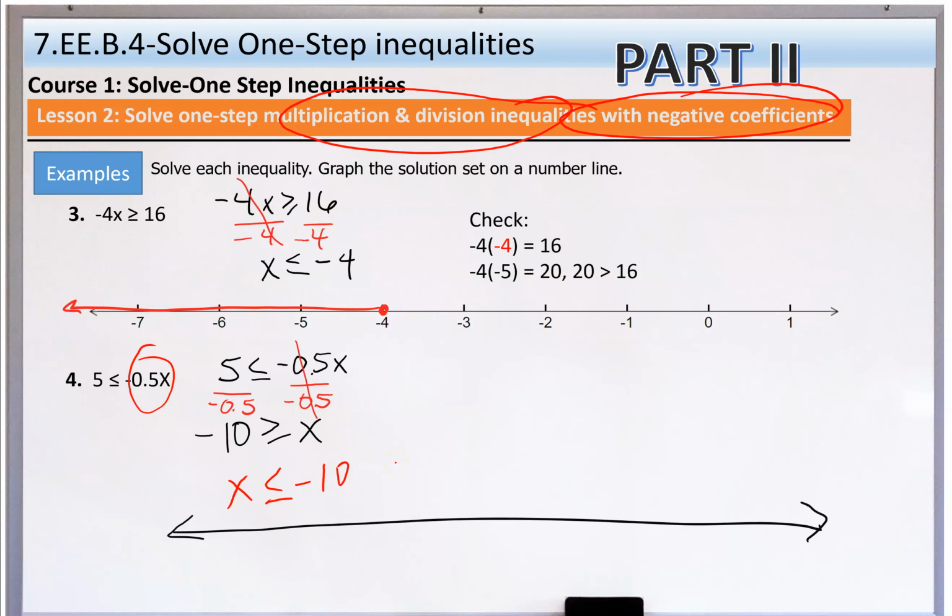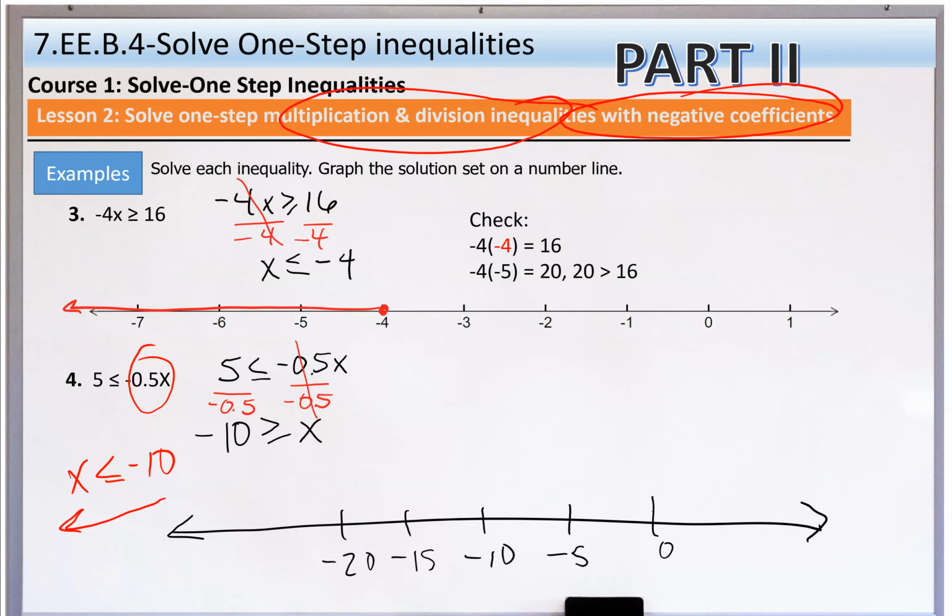Now, here I wanted to give you a quick lesson about how to draw your number lines in case you have to draw them yourselves. You don't always have to have 0 in the middle. My answer is x is less than or equal to negative 10, so most of my answer is going to be to my left. So I decided to put my 0 here. And I know 5 is a factor of 10, so I said let me go ahead and use 5s.